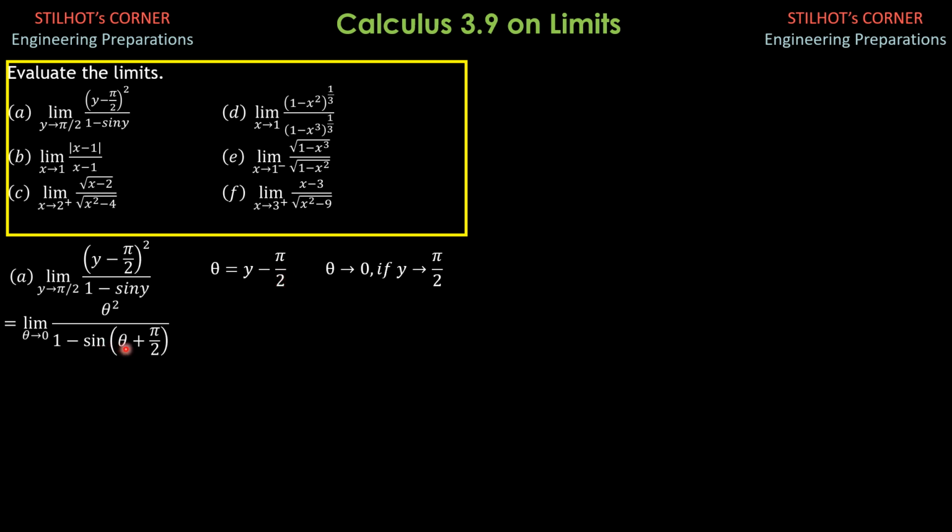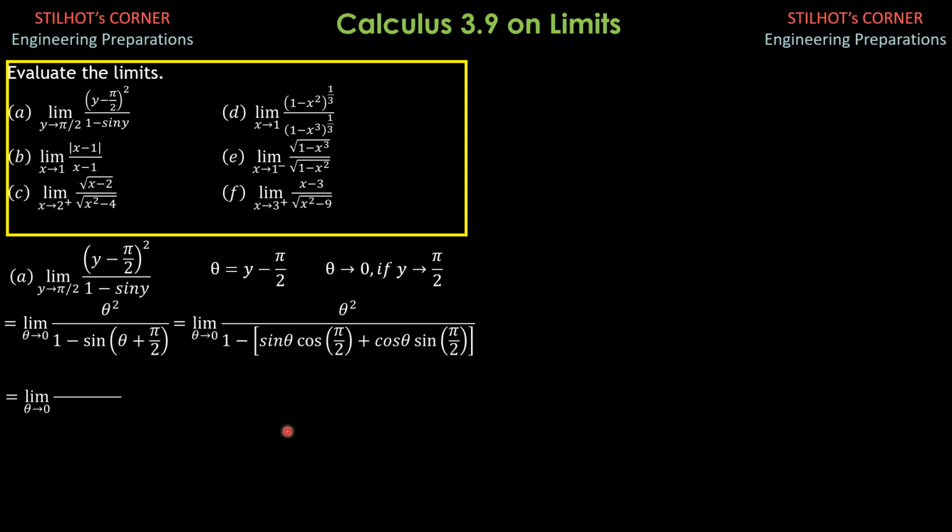Expand sine of theta plus pi over 2, which is sine theta cosine pi over 2 plus cosine theta sine pi over 2. So the limit would now be equal to the limit as theta approaches 0 of theta squared over 1 minus quantity sine theta cosine pi over 2 plus cosine theta sine pi over 2. Cosine pi over 2 is 0, and sine pi over 2 is 1. So what remains here is cosine theta. The denominator is 1 minus cosine theta. So the limit of theta squared over 1 minus cosine theta as theta approaches 0.